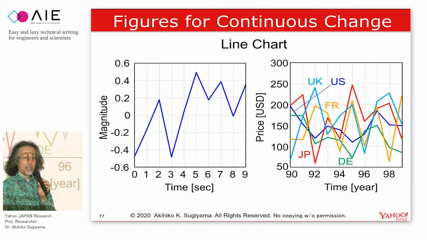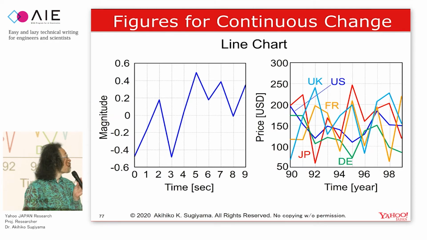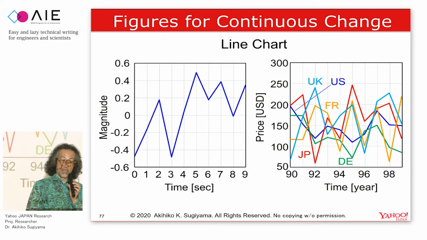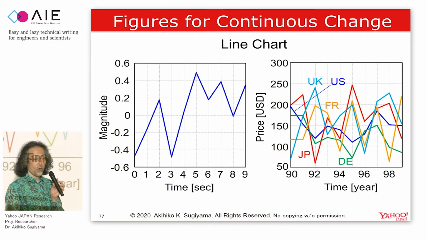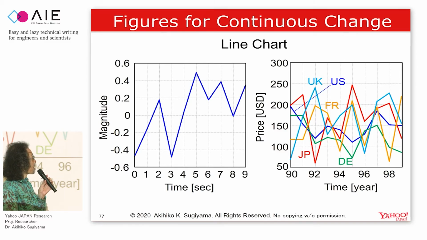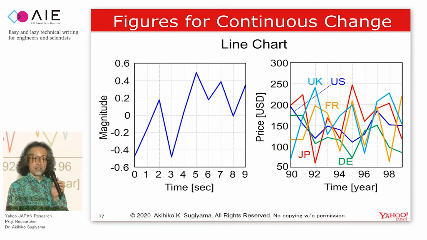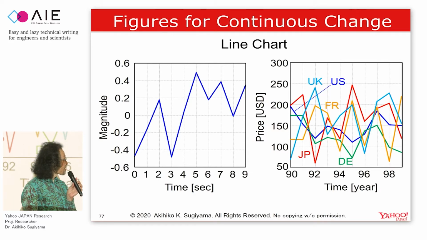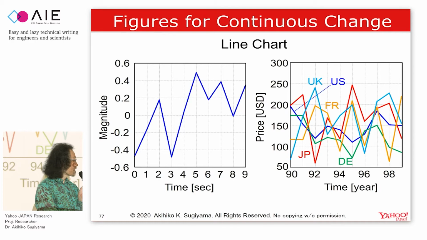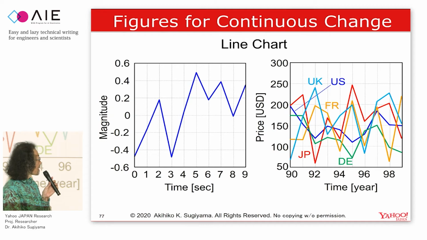So there are some types of figures. Basically, I'm talking about 3 different types. The first one is line chart, so-called line chart. These are examples. Line charts are useful to express a continuous change. In this case, it's along time. In this case, it's along years. They're both along time, but this is seconds, this is years. They are both continuous along the time. So in this case, line chart is the best choice.